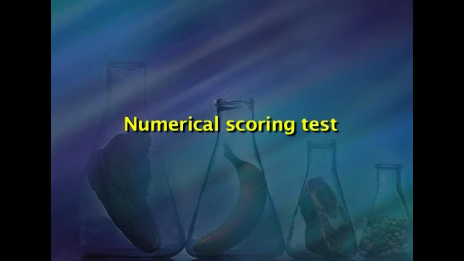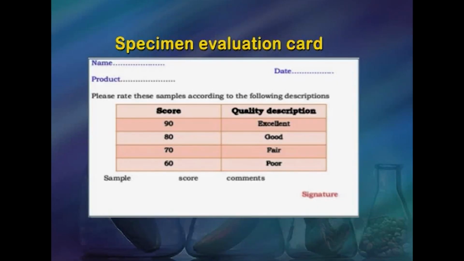Numerical scoring test. One or more samples are presented to each panelist in random order or according to a statistical design. The panelist evaluates each sample on a specific scale for a particular characteristic, indicating the rating of the samples. The panelists are trained to follow the sensory characteristics corresponding to the agreed quality descriptions and scores. Without this, understanding the rating will not be of any use.